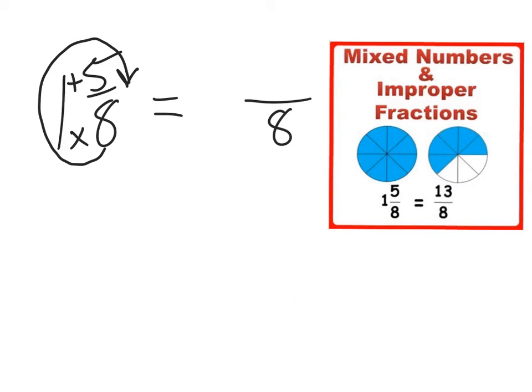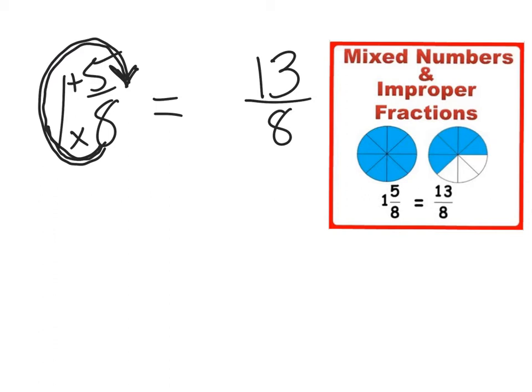So if I start with my denominator, I'm going to do 8 times 1. Again, I'm following in a circle here. 8 times 1 is 8, and then 8 plus 5 is 13. And that's how I get my 13/8. It's really, really simple. Now, just to clarify, all we did was two math problems. We did a multiplication problem, we did an addition problem. And so now I've got this improper fraction of 13/8, and I'm done.